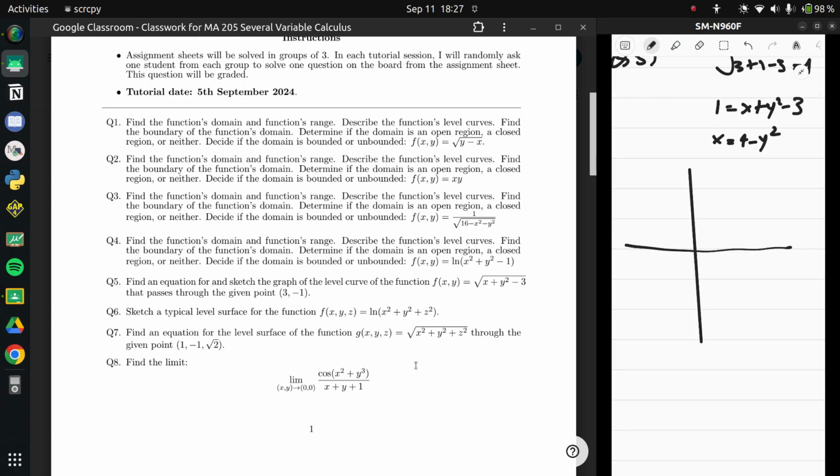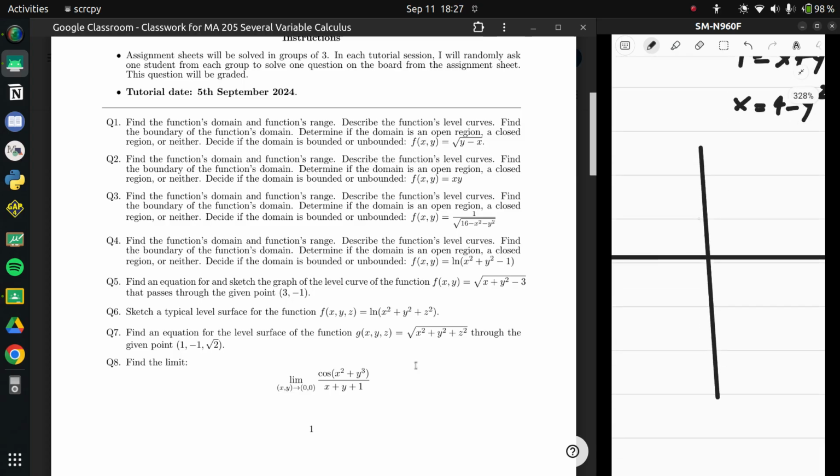So you know how to graph y equal to 4 minus x squared. You obviously know how to graph this thing as well. So at y equal to, this is 1, this thing is 2, this thing is 1, this thing is 2.